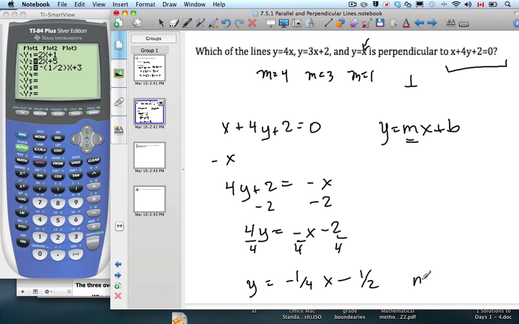And so if we're looking for perpendicular, it means we're looking for opposite reciprocal. I'm trying to do sound effects. You're a funny guy today.